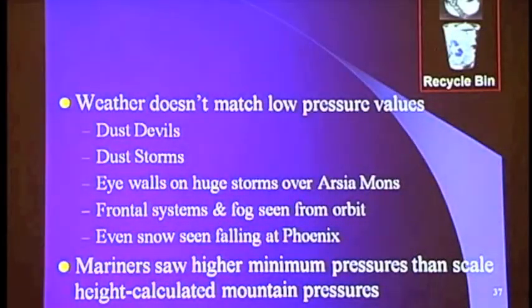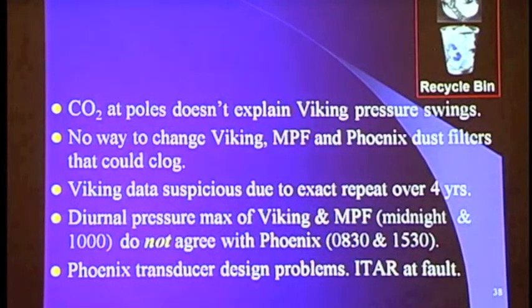Why should we really trash Occam's razor, and why should we trash all of the data? Okay, the weather does not match the low pressure values seen. Dust devils, dust storms, eye walls that look like hurricanes over Olympus Mons, where the pressure is going to be like 1/10,000 to 1/1,000th of what it is on Earth. Frontal systems, fog, even snow. I mean, plus the Mariners were disagreeing with the scale height calculations for the minimum pressure on Mars by several 100%, not insignificant. Okay, the CO2 cycles do not explain really what's happening yearly at the Viking sites.